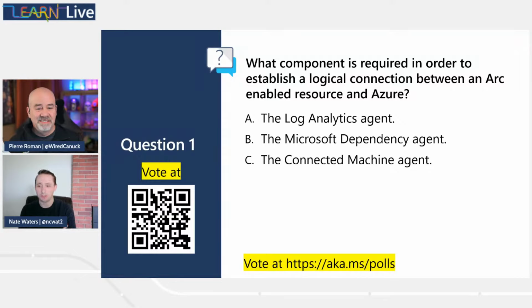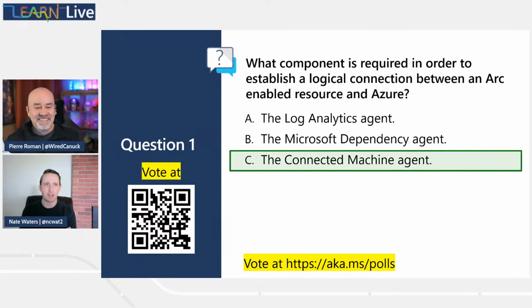I am curious to know if our audience gets the answer right. So make sure you vote at aka.ms/polls. Yeah, I think it'd be more confusing if there was a D option that says all of the above. Yes, absolutely. I do see one that's an extension of the primary agent in this list. But we'll have to see if people were paying attention. Yeah, the dependency agent is kind of like part of the connected machine agent. So yeah, making sure. All right, so it was C.